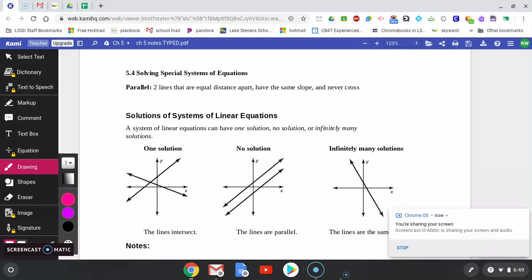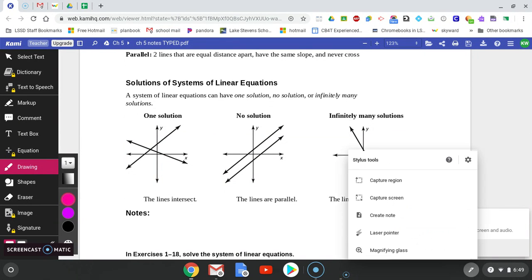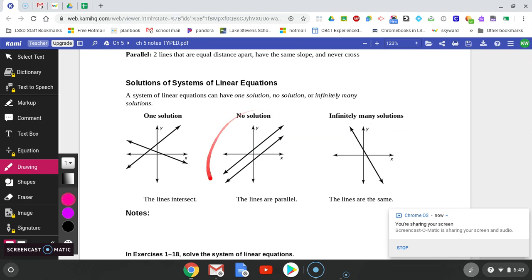Okay, today we are starting 5.5, which is looking at special systems of equations. So we always have those special cases. So today we're looking at what happens when we get one of those special cases. So parallel lines, remember, are two lines that are equal distance apart. They have the same slope. They never cross. If you're looking at your graphs and you're solving a system of equations and you get parallel lines, they're never going to cross. Remember, we're looking for the point where they intersect. If they never intersect, the answer is going to be no solution.